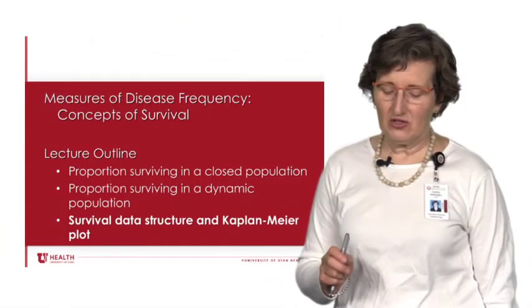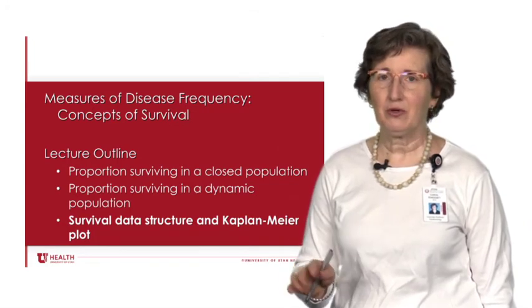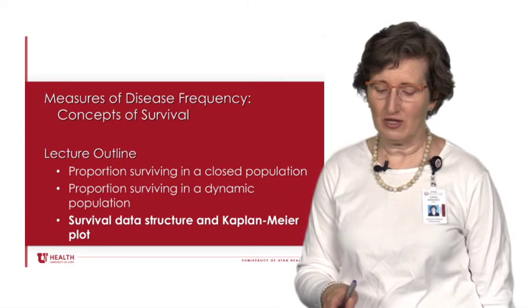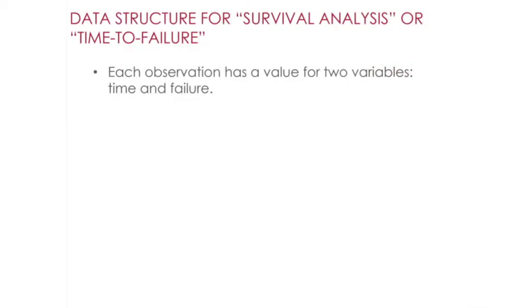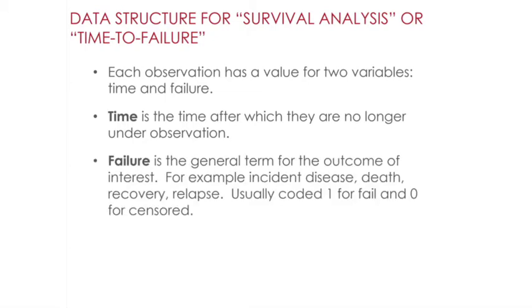So the survival data structure. If we took that graphic that we just looked at and we wanted to put it into a computer and get the computer to calculate proportion surviving for us and generate a Kaplan-Meier curve, we would need two values for each observation. We would need time and failure. Time is the time after which they are no longer under observation. So time is going to be a continuous variable, but it's restricted to positive values, right? So 0 to positive infinity is what the time variable would look like.